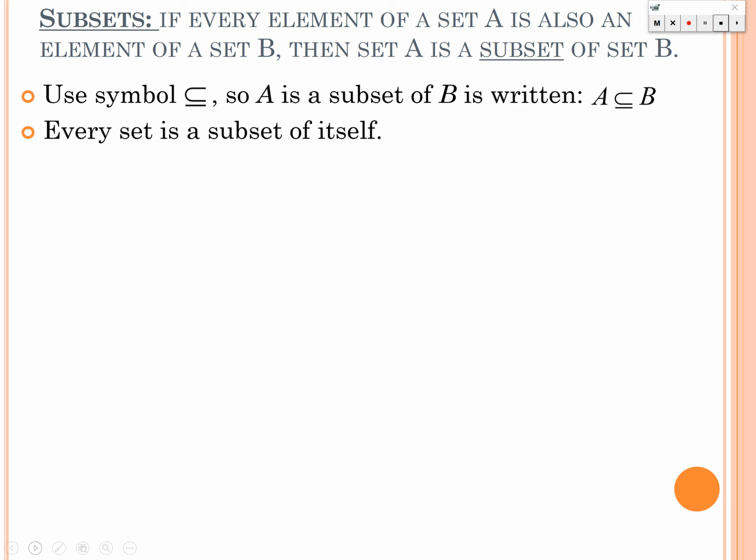Every set is a subset of itself. Because every element in set A, well, it's going to be in set A. Every element in set B is in set B. And also the empty set is a subset of every set. Remember, the empty set has no elements in it. It is considered a subset of every set. And these two pieces of information are going to become very important as we start talking about how many subsets a set actually can have.